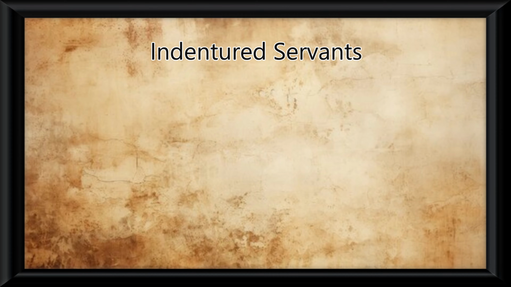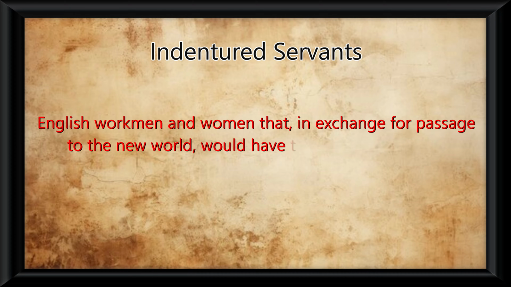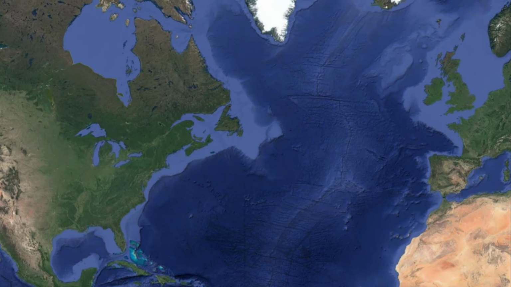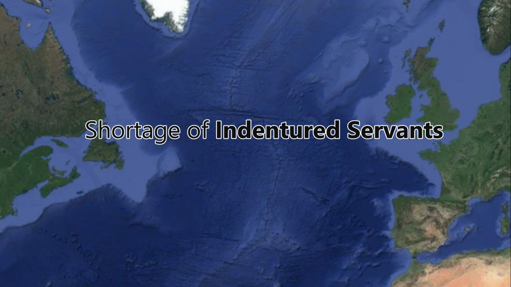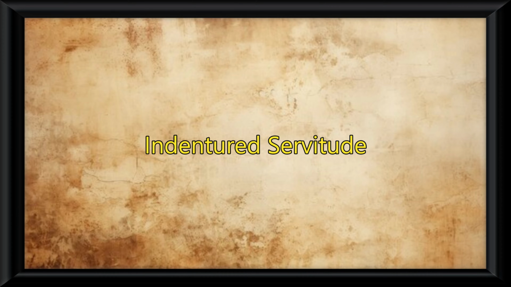The people on these farms were mostly indentured servants, who were English workmen and women that, in exchange for passage to the New World, would have to work the land for a set number of years, which would normally average around 7. Now this worked for a while, but after a while there was a shortage of indentured servants, along with the growth of African slavery, which inevitably caused indentured servitude to fail.